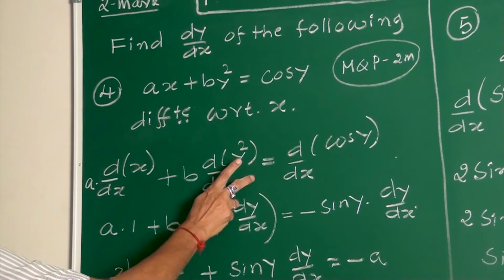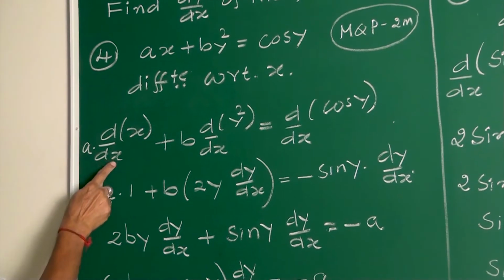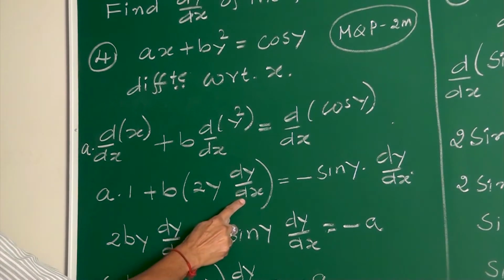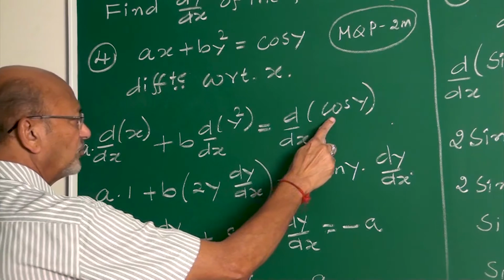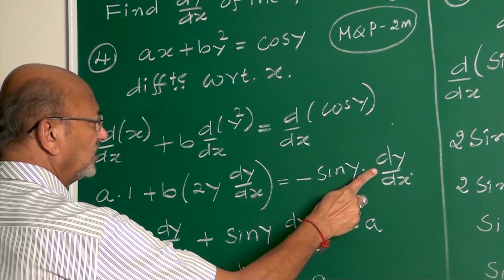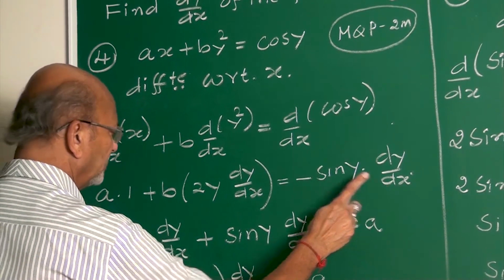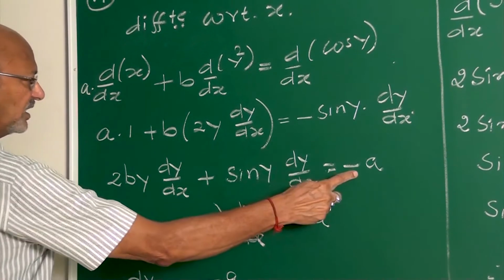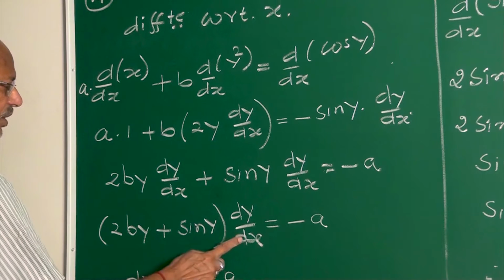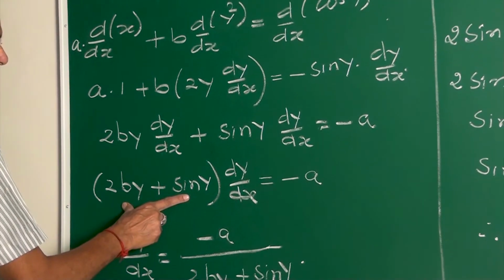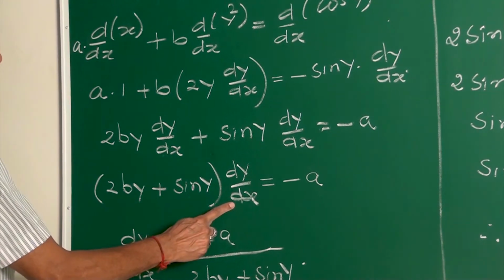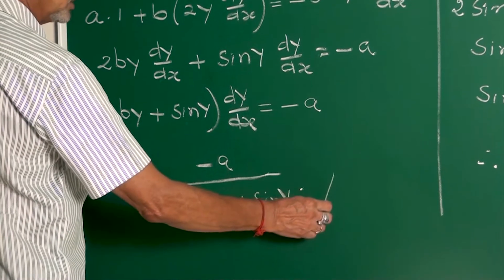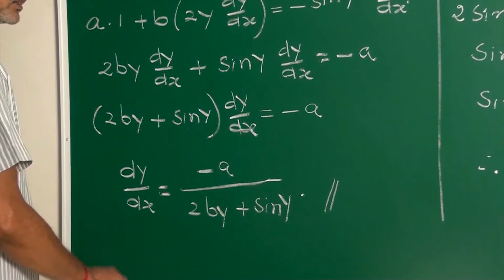This is a supportive step. A into derivative of x with respect to x is 1, plus b into y square, 2y into dy by dx, equal to derivative of cos, which is minus sin y, into derivative of y with respect to x, which is dy by dx. Collect on one side, free other side, simplify, take common, and the remaining you can get in the bracket. Final, solve for dy by dx: minus a upon this bracket. This is the wanted dy by dx.